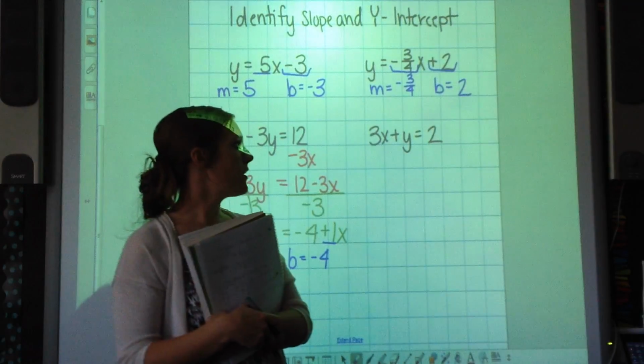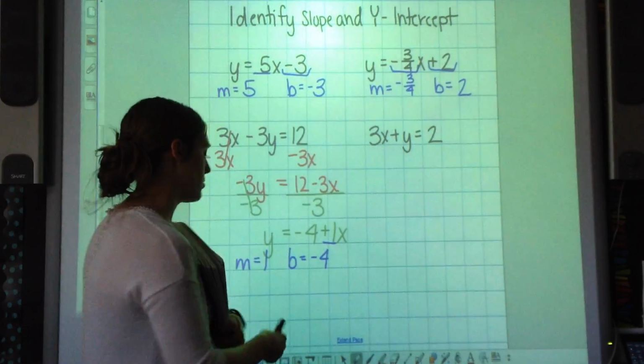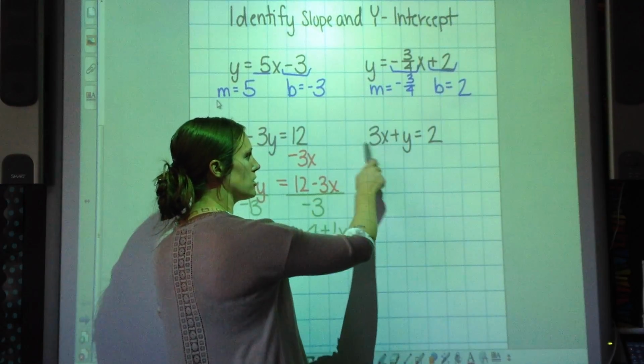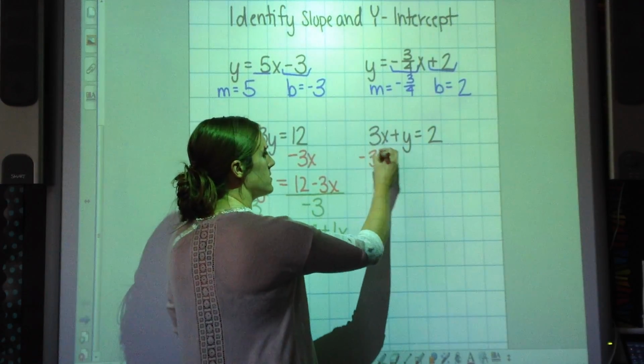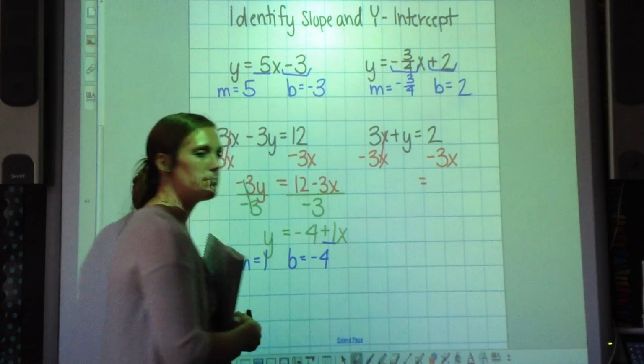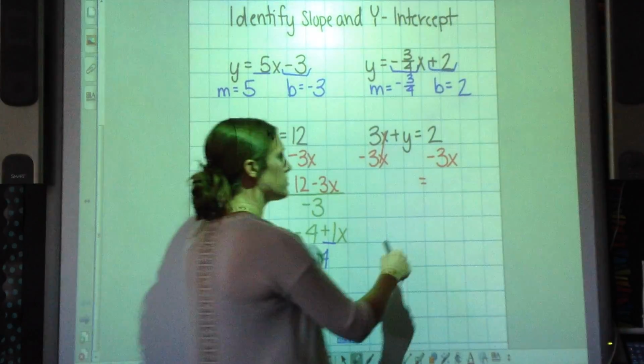Before I can identify the slope and the y-intercept, our equation needs to be in slope-intercept form. I need to get y by itself on the left side. So I'm going to bring the non-y term over. It's positive, so I subtract. These are not like terms, so I cannot combine them. I can write 2 minus 3x or negative 3x plus 2.